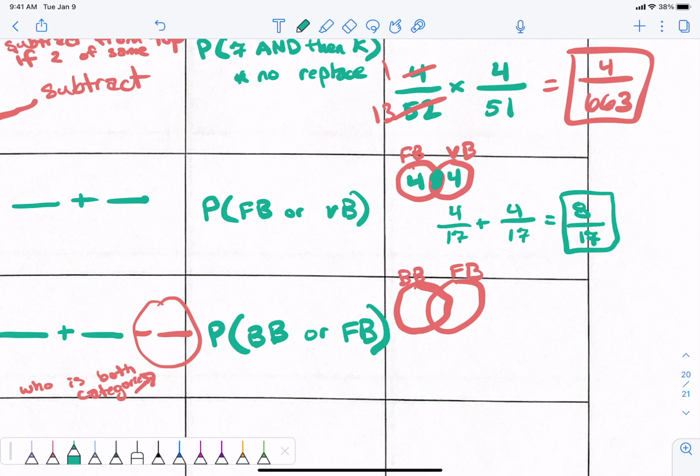Okay. Basketball people. I don't know who's basketball people. 6. Basketball. 1, 2, 3.